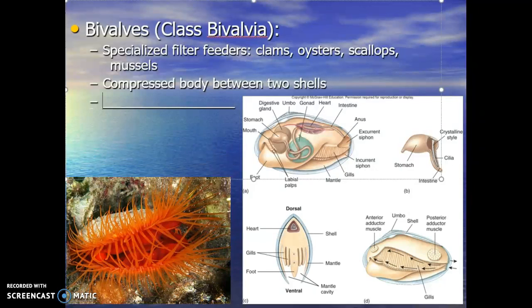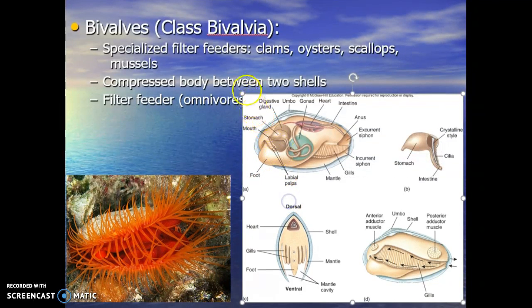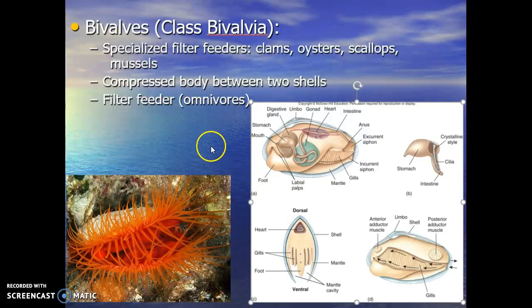Now, to identify them, look for this flattened, compressed body between two shells. The shells are on hinges, and those hinges are closed with a set of muscles called the adductor muscles. All of the bivalves are filter feeders. So anything in the water is going to go through them as they filter out particles of food. They strain it out. So filter feeding is really good.